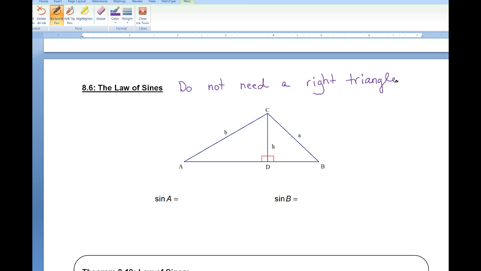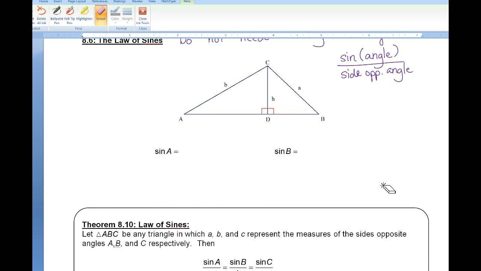Okay, all the things that we've learned up to this point, special triangles, Pythagorean theorem, the trigonometry with sine, cosine, tangent, with SOHCAHTOA, you need a right triangle. But here, basically, you just need to know an angle over the side opposite the angle. Okay, now let me show you first.